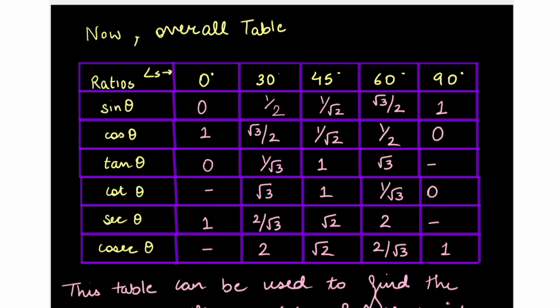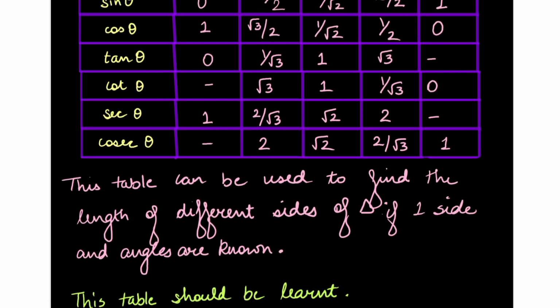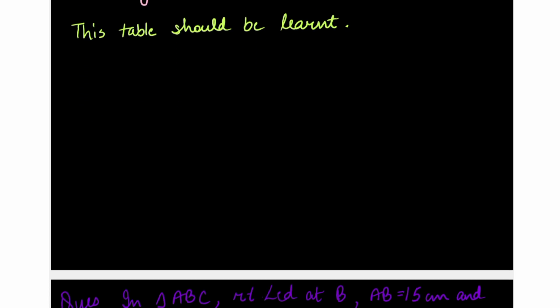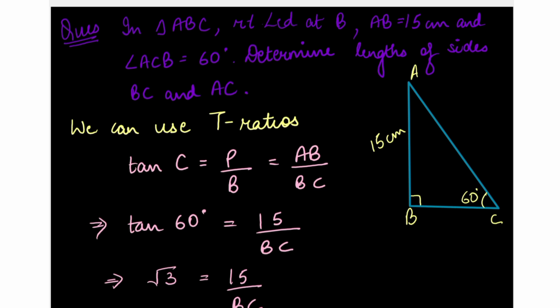This table is very useful. We can find different sides if one side is known and angles are known. Let's do some questions and then we will understand it better. So first question is, in triangle ABC, right angled at B, AB is 15 centimeters and ACB is 60 degrees. Determine the length of sides BC and AC.